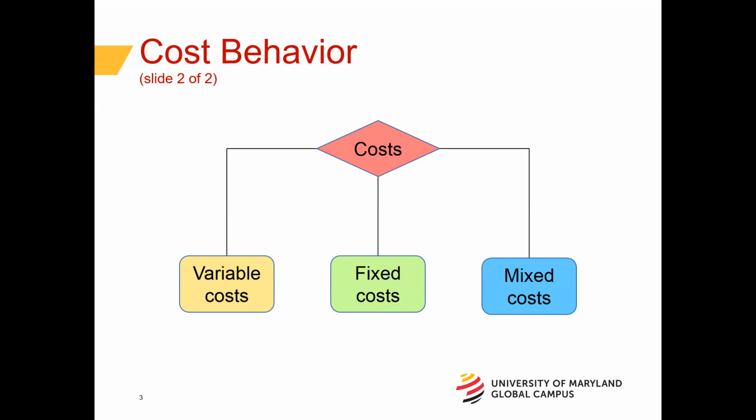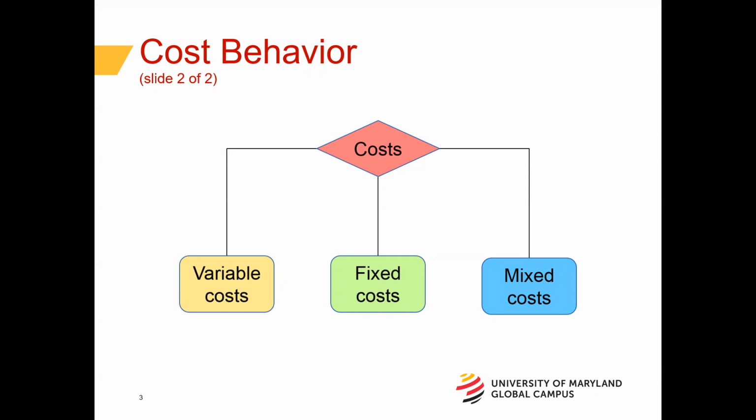Examples of fixed costs would include things like rent, mortgage, supervisors' salaries, depreciation. Those are fixed costs. They typically don't change over time. That's why I call them fixed. Variable costs, examples of that would be direct materials, direct labor, hourly wages, utilities. Those are variable costs because they typically change over time.